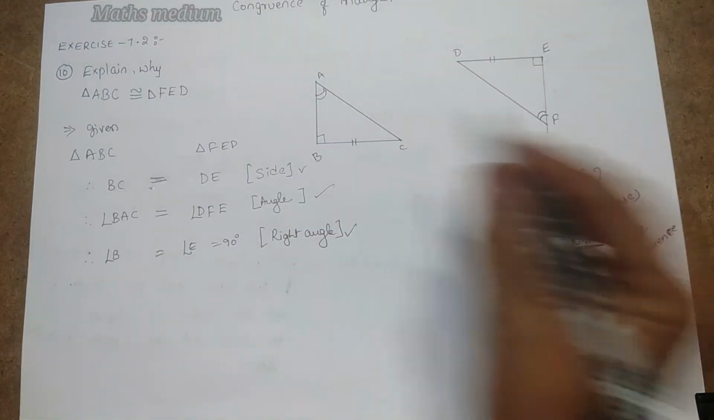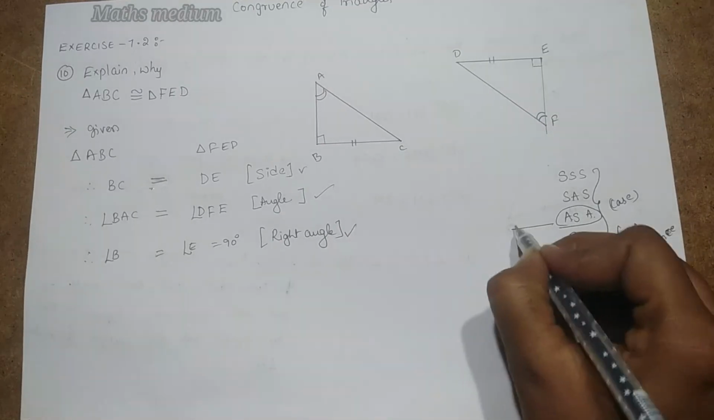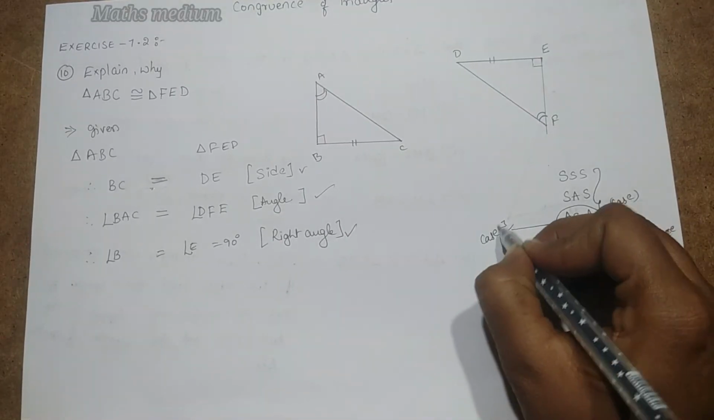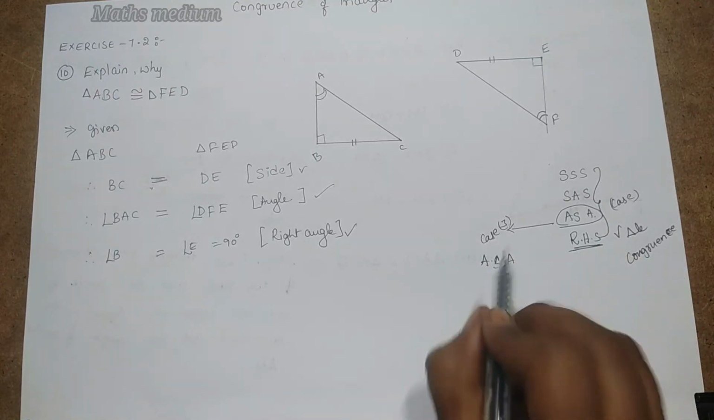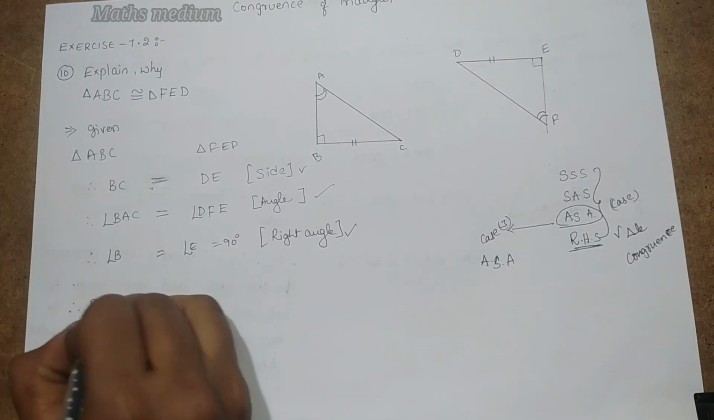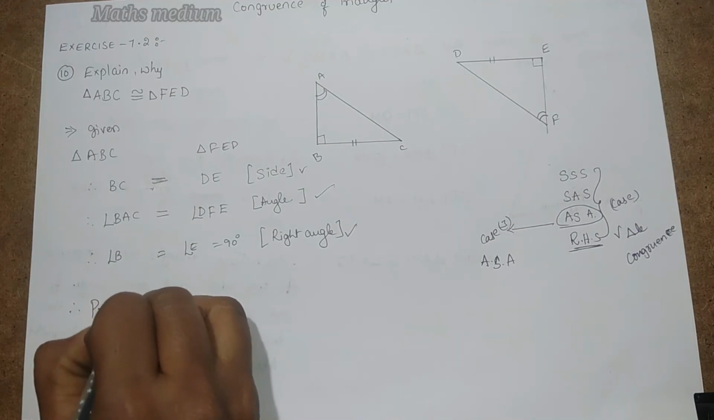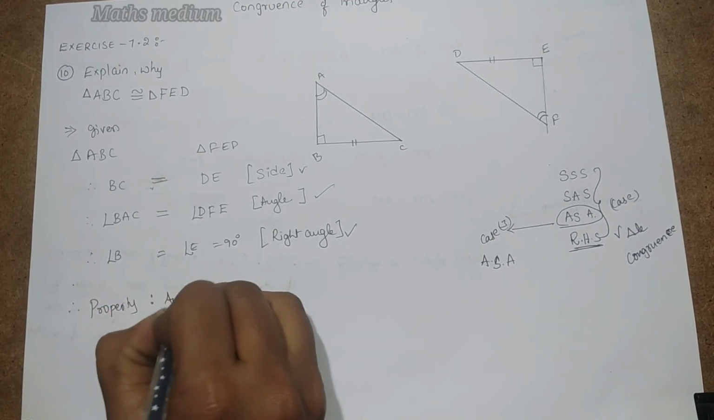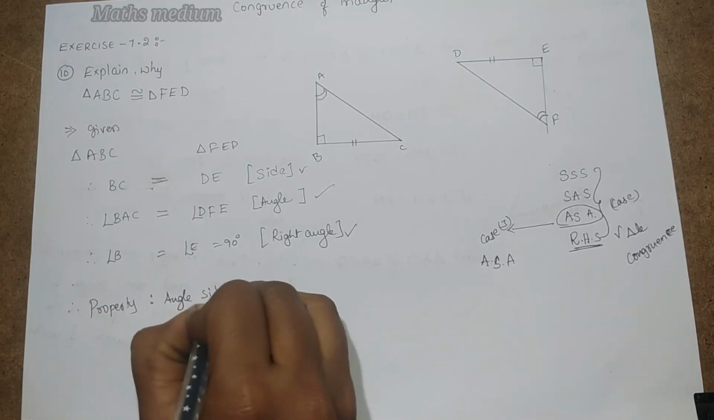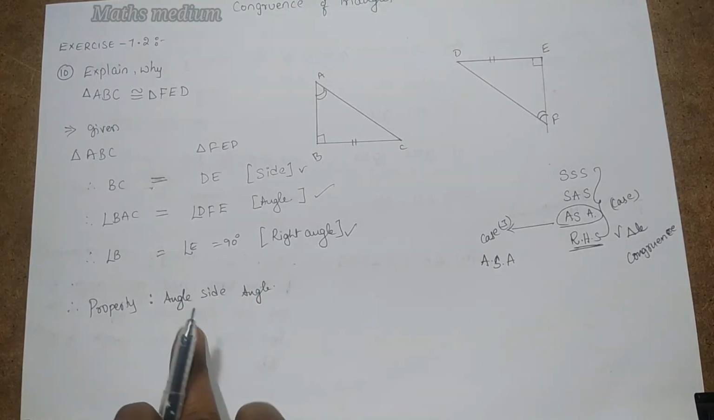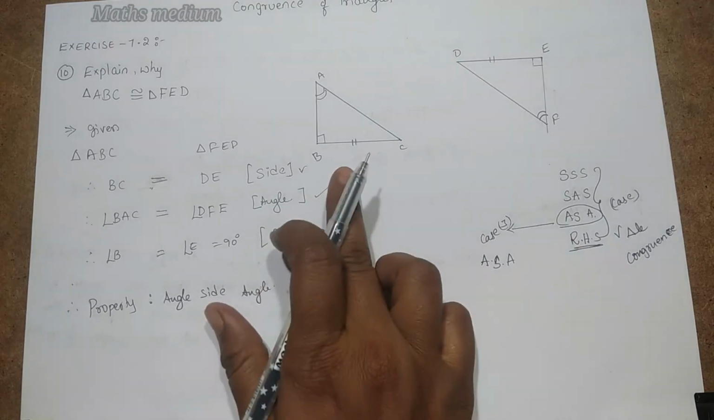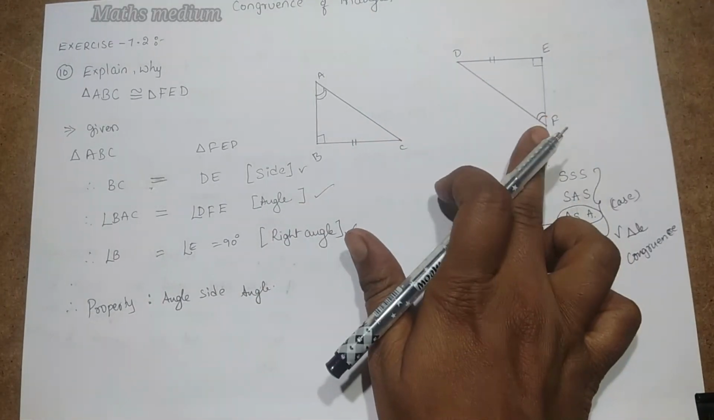Here one side. So, it comes under case 3, that is A.S.A. It means two angles and one side. Therefore, the property is angle, side, angle. So this is the property. It comes under: triangle ABC is congruent with triangle FED.